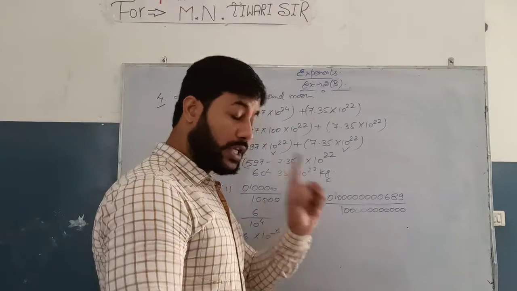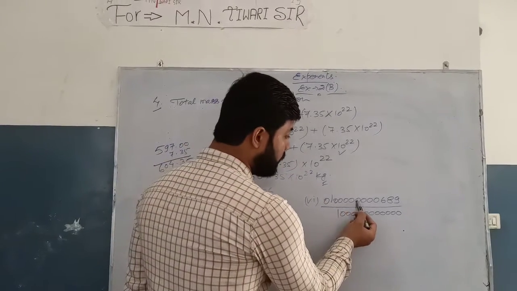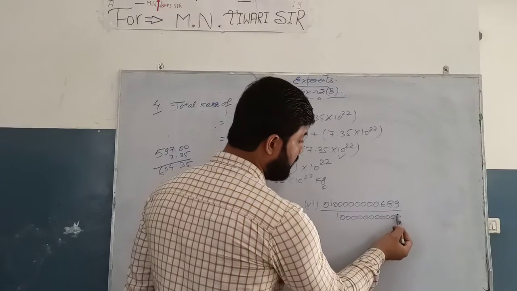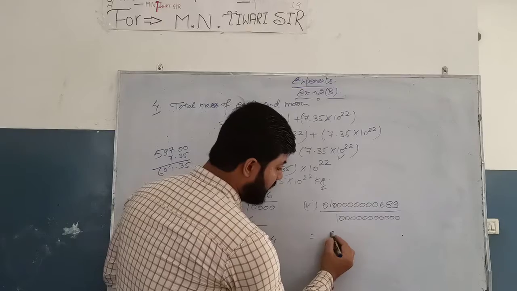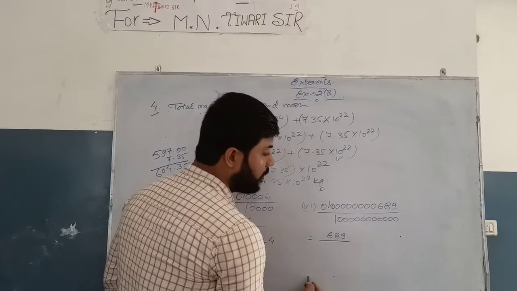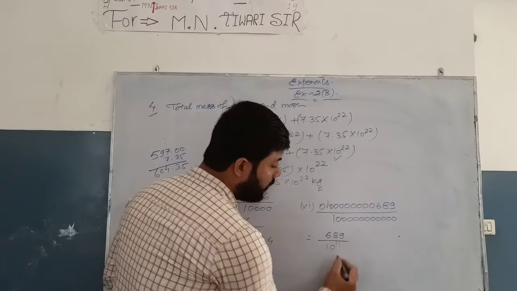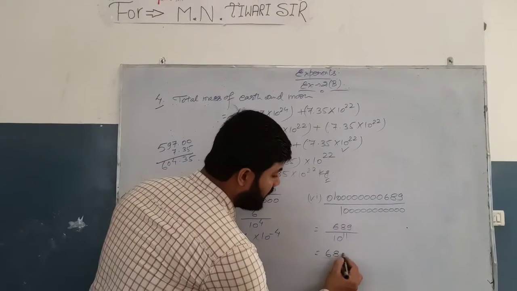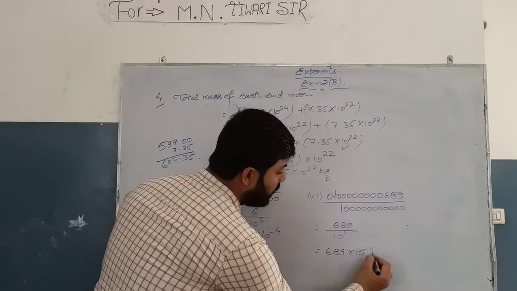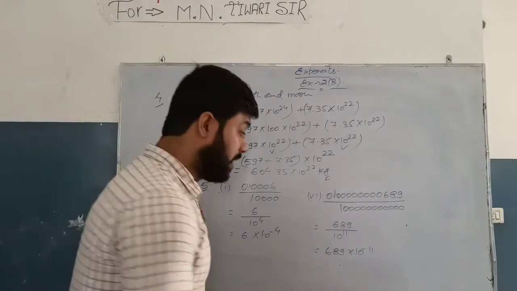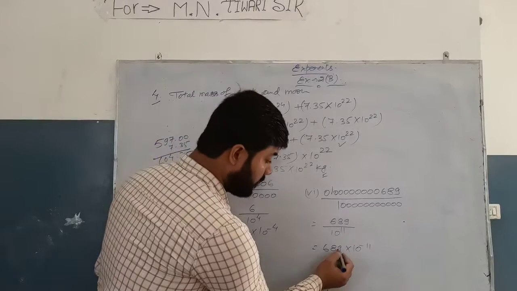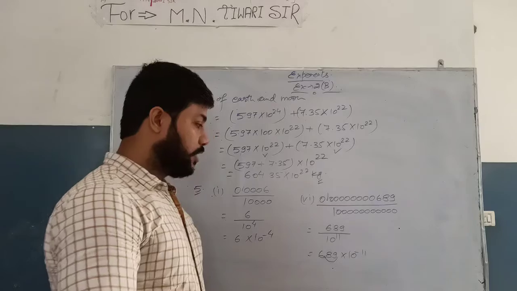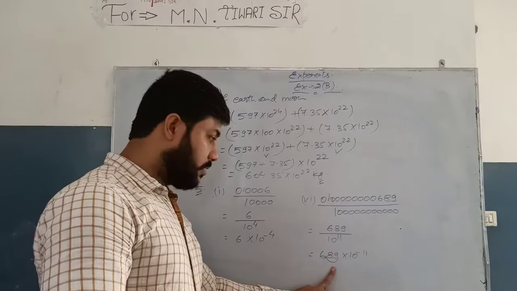We have to match them. Now 6, 8, 9 over 10 to the power 11. Okay. Now we have to write it as 6, 8, 9 into 10 to the power minus 11, but this is not in standard form. Here we do have a decimal. So we have to move this decimal from this side to this side, so these two decimal places will be removed from here.